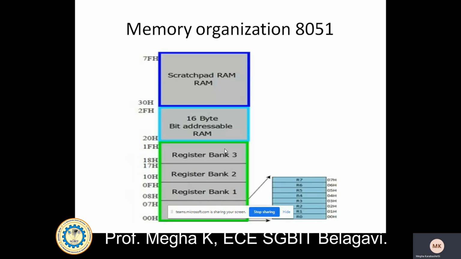So the register banks total 32 bytes, and then next comes 16 bytes of bit addressable RAM. It starts from 20H and ends at 2FH. Here the bit addressable operations are performed, like logical operations and instructions like set bit, clear bit, and some other instructions. Today we will see them and then solve the execution.